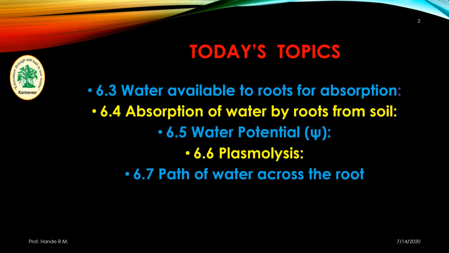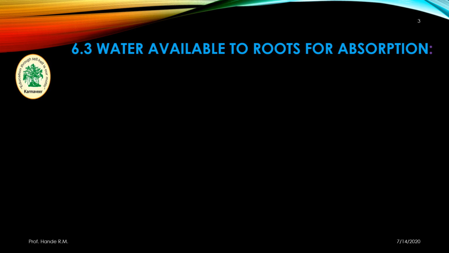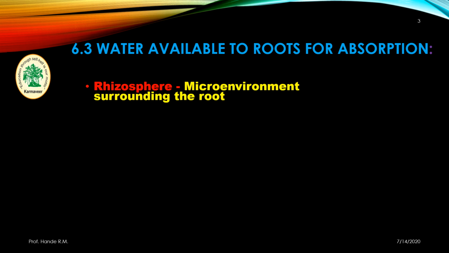Today's topic is water available to root for absorption. Plants absorb water from the rhizosphere. What is meant by rhizosphere? Rhizosphere is a narrow region of soil that is directly influenced by root secretion and associated with soil microorganisms known as root microbiome. In short, rhizosphere is a microenvironment surrounding the root, and it helps the plant to absorb water.